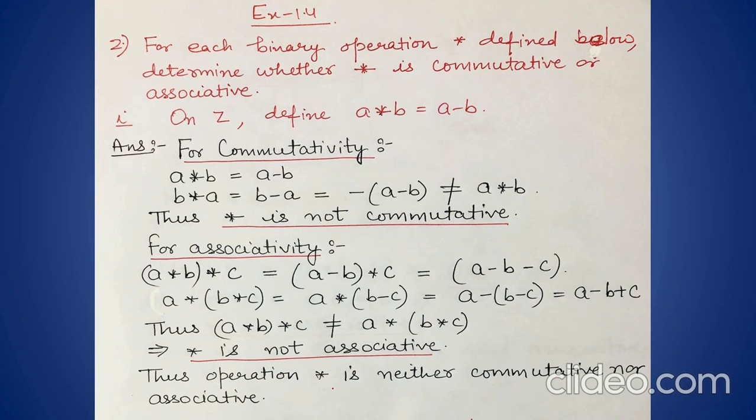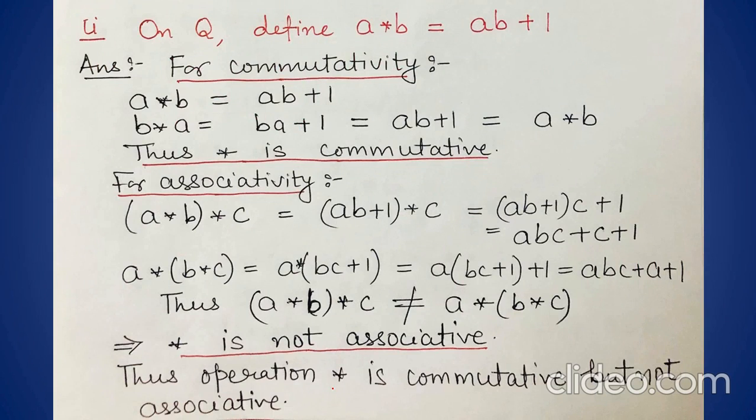Now see the second part. Second part says on Q is set of rational numbers. Define A star B equal to AB plus 1. यहाँ पर हमें बाइनरी ऑपरेशन क्या दिया हुआ है? It is defined on AB as A star B equal to AB plus 1. So first of all we check for commutativity. A star B equal to AB plus 1.